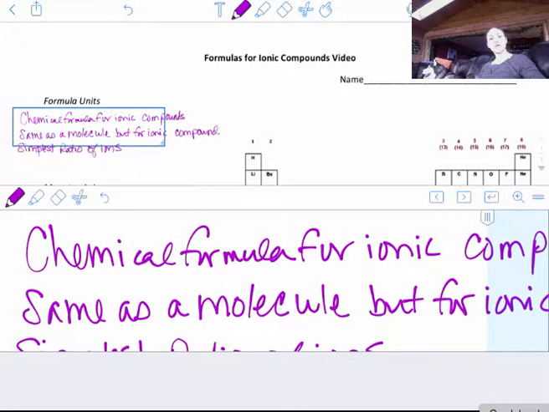Okay, so we're going to talk now about formulas for ionic compounds. Now that we know how ionic bonds form, we're going to talk about how you write the formulas, so that you don't have to do out the dot diagrams and lose or gain the arrows and the electrons. It's actually a little bit easier way to do these.